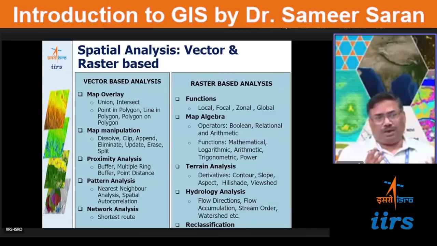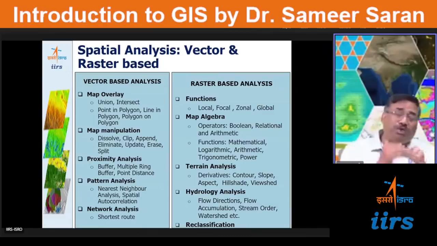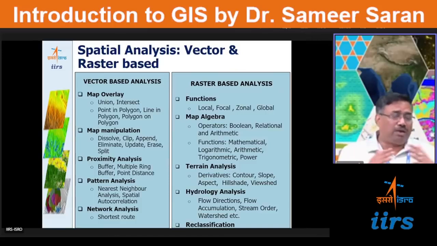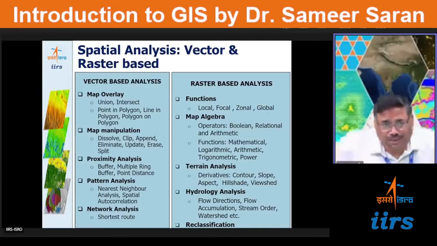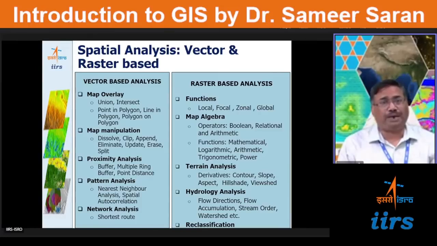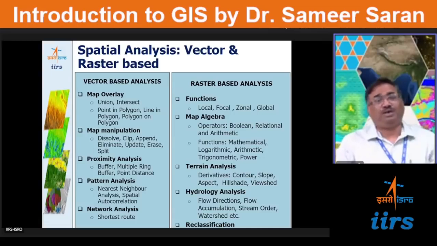Similarly, you have proximity analysis, where you put a buffer of around 100 meter, 200 meter, 300 meter all along the road or along a river channel, and you can study those areas within a limit according to the proximity. Even there are different types of operations which are very specific to proximity areas. Then you can even do pattern analysis, spatial autocorrelation, nearest neighbor analysis. And then you have network analysis.